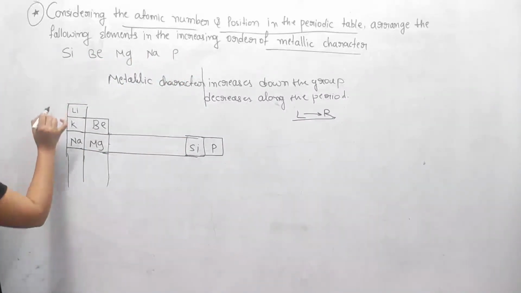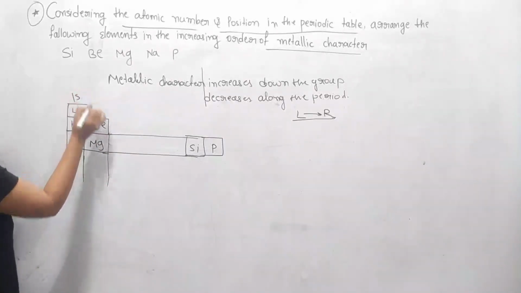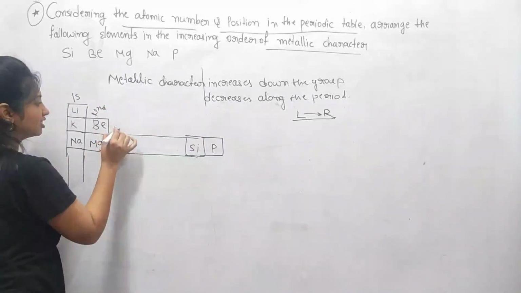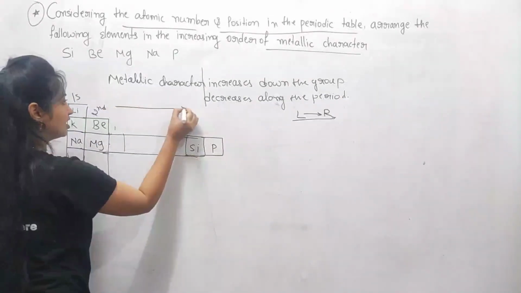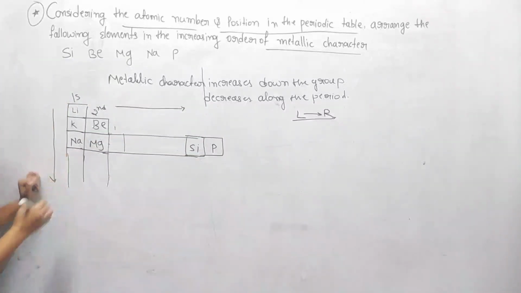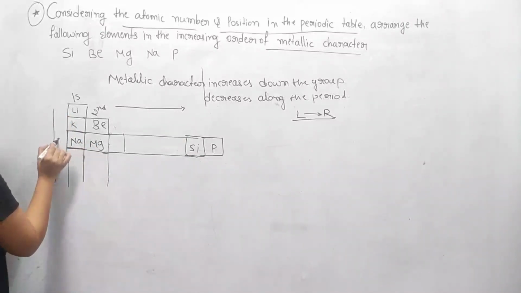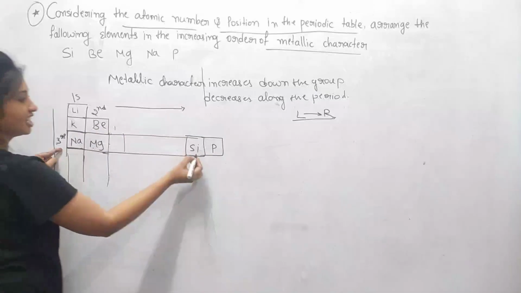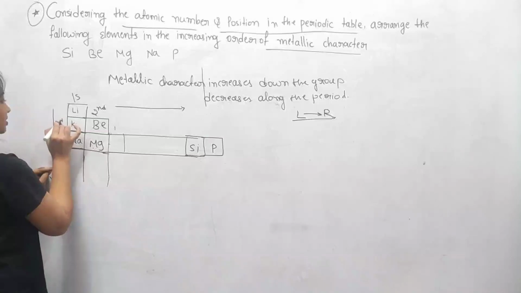I wish to show here a rough diagram of the periodic table. This is the first group and this is the second group, and as we go on, third, fourth, fifth, sixth, seventh, like this. This is along the period and this is down the group of the periodic table. Just observe here, the sodium metal is present in the third period. Magnesium is also present in the third period. Silicon and phosphorus too, and beryllium is present in the second period.